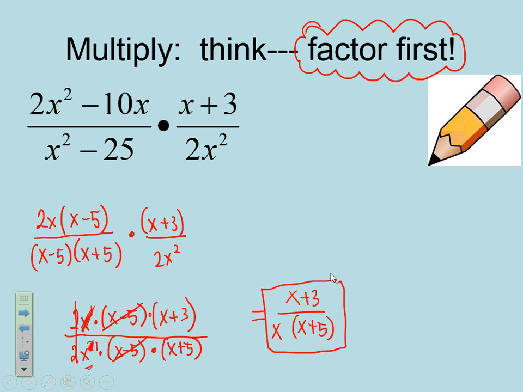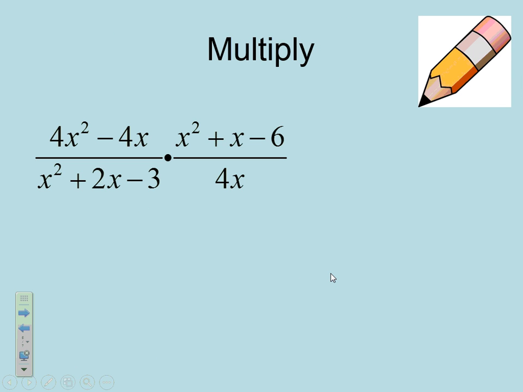So it's a lot like what we did with simplifying yesterday, but a little bit different because we're going to put all the numerators together with multiplications, all the denominators together with multiplication, and then we're going to go ahead and simplify it. Excuse me. Let's try another one.